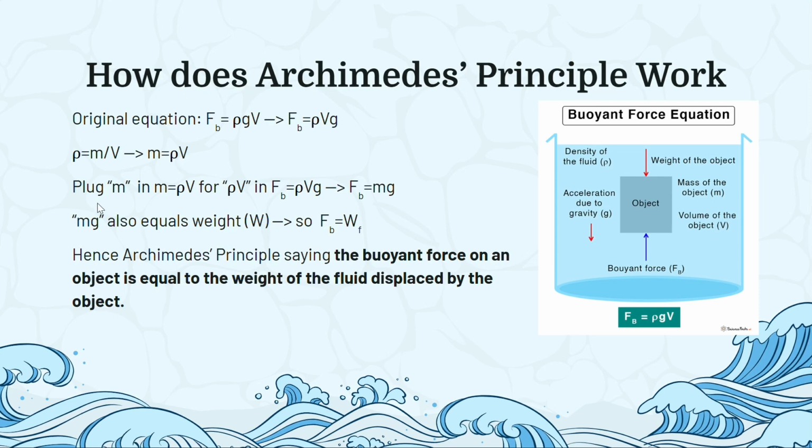We can substitute m equals rho times volume into our original equation for buoyant force. The buoyant force is equal to mass times gravitational acceleration. mg, or mass times gravitational acceleration, also equals weight. So, the buoyant force is equal to the weight of the displaced fluid and can be rewritten as such. This is why Archimedes' principle says that the buoyant force on an object is equal to the weight of the fluid displaced by the object. Here's another picture.